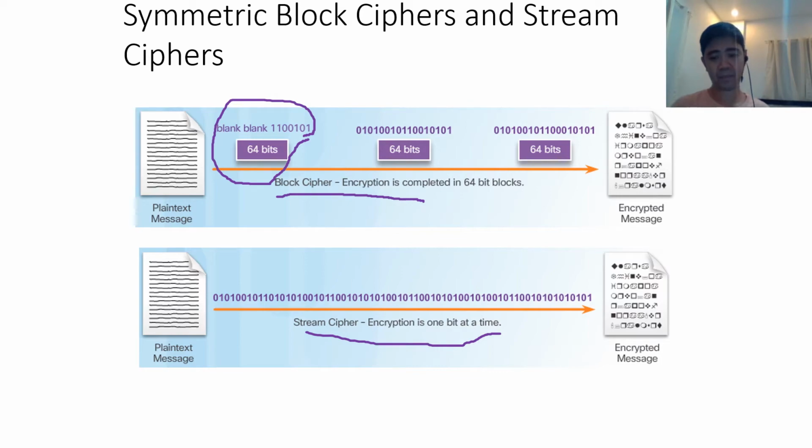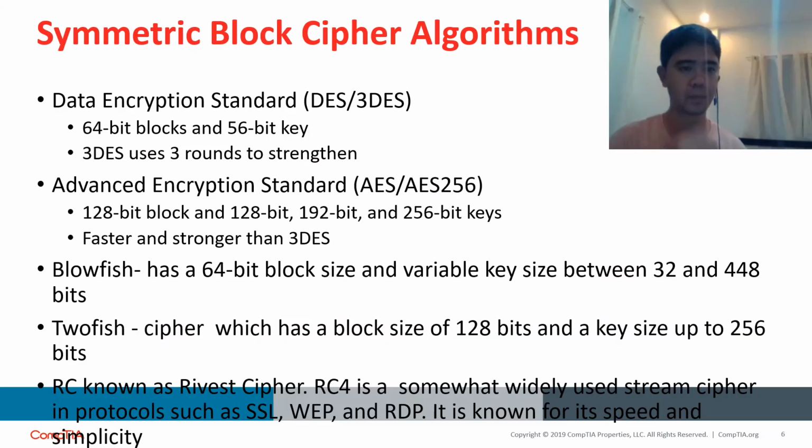So I have here a list of symmetric block cipher algorithms. We start with DES. DES stands for Data Encryption Standard. It's an older type of block cipher. Weak, it has a weak key. The lower the number of bit key, the weaker it is. So ang DES has a 64-bit block and 56-bit key. So nagkaroon ng 3DES. Ang 3DES is 3 times the DES.